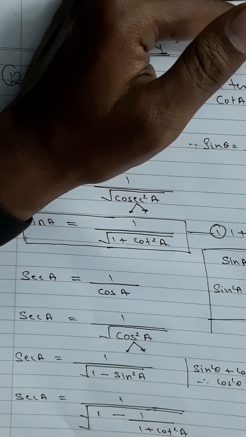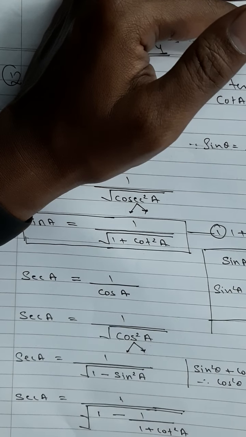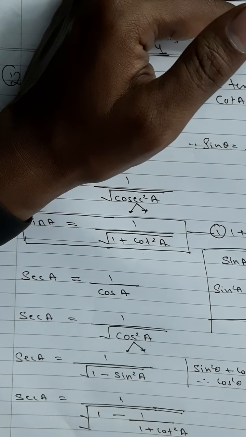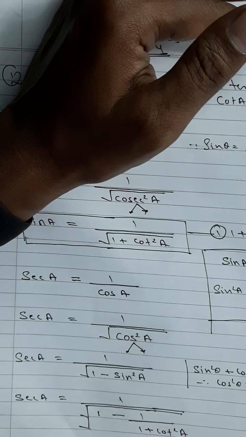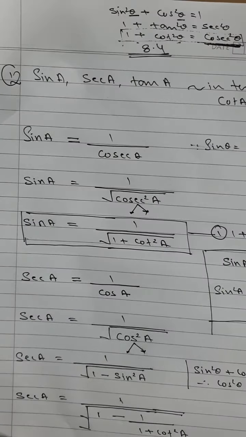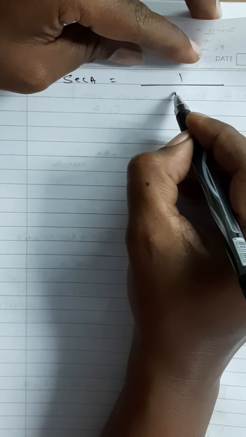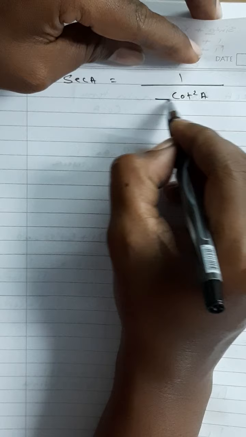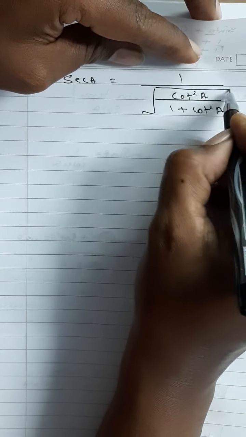Sec a will be equal to 1 upon this: 1 plus cot square a, 1 plus cot square a minus 1 upon 1 plus cot square a. Radical will continue. Now 1 and 1 will go. I will get cot square a upon 1 plus cot square a. Sec a is 1 upon cot square a upon 1 plus cot square a, and radical continues.